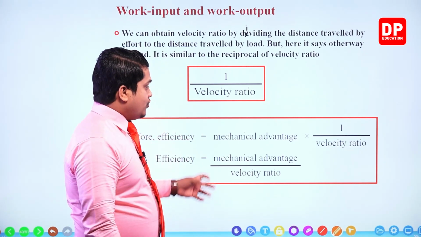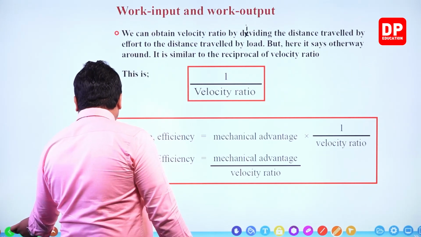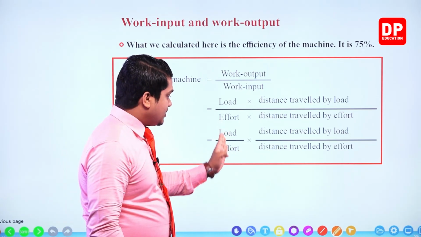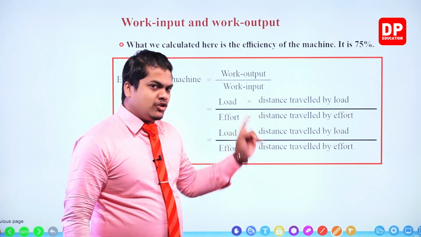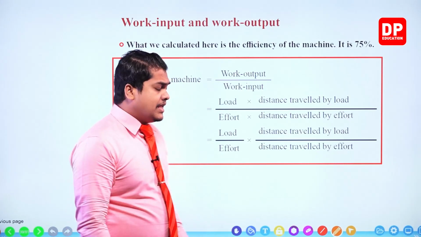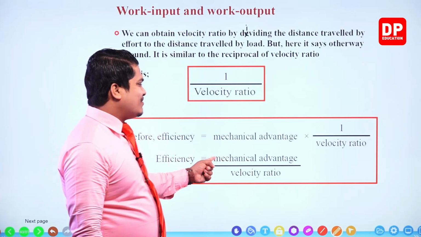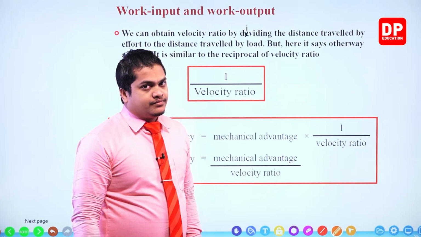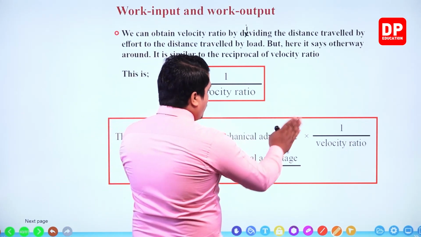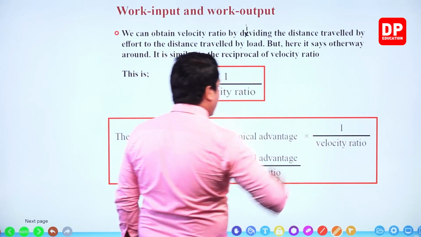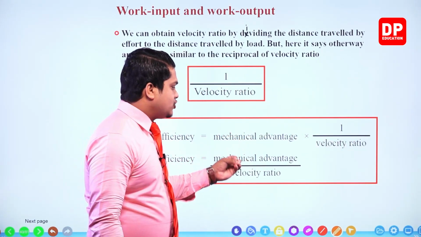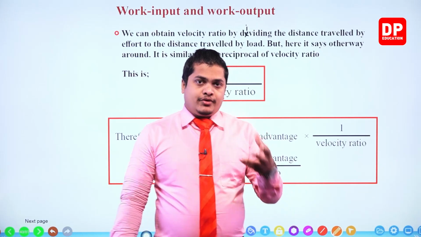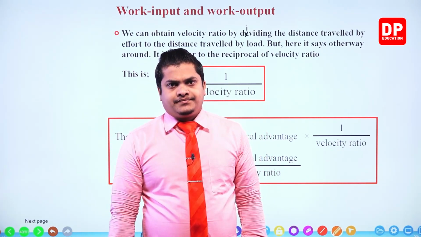In here, load over effort, which we learned in the previous chapter, is equal to the mechanical advantage. So, my dear children, mechanical advantage over velocity ratio is equal to the efficiency. When you multiply this by 100, you can get the percentage of the efficiency, right?